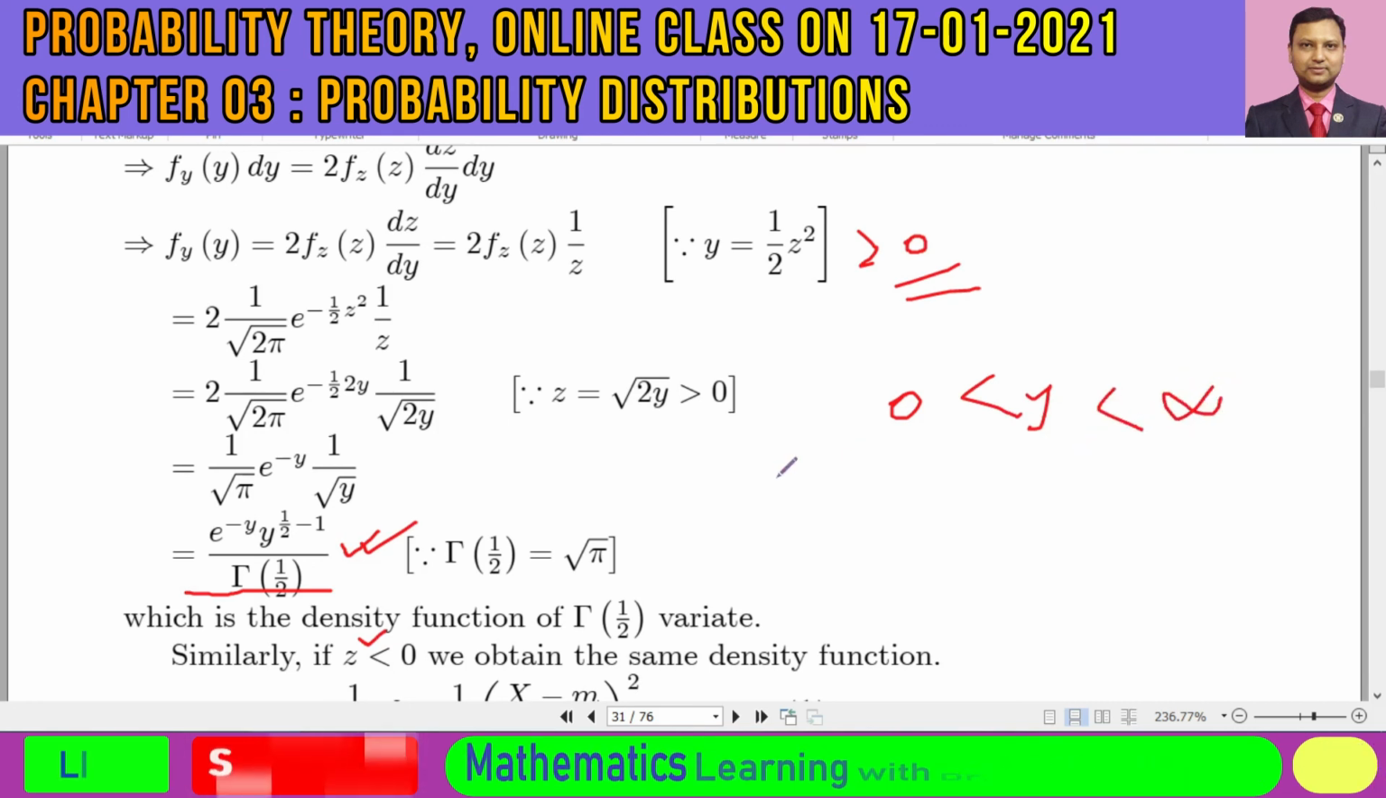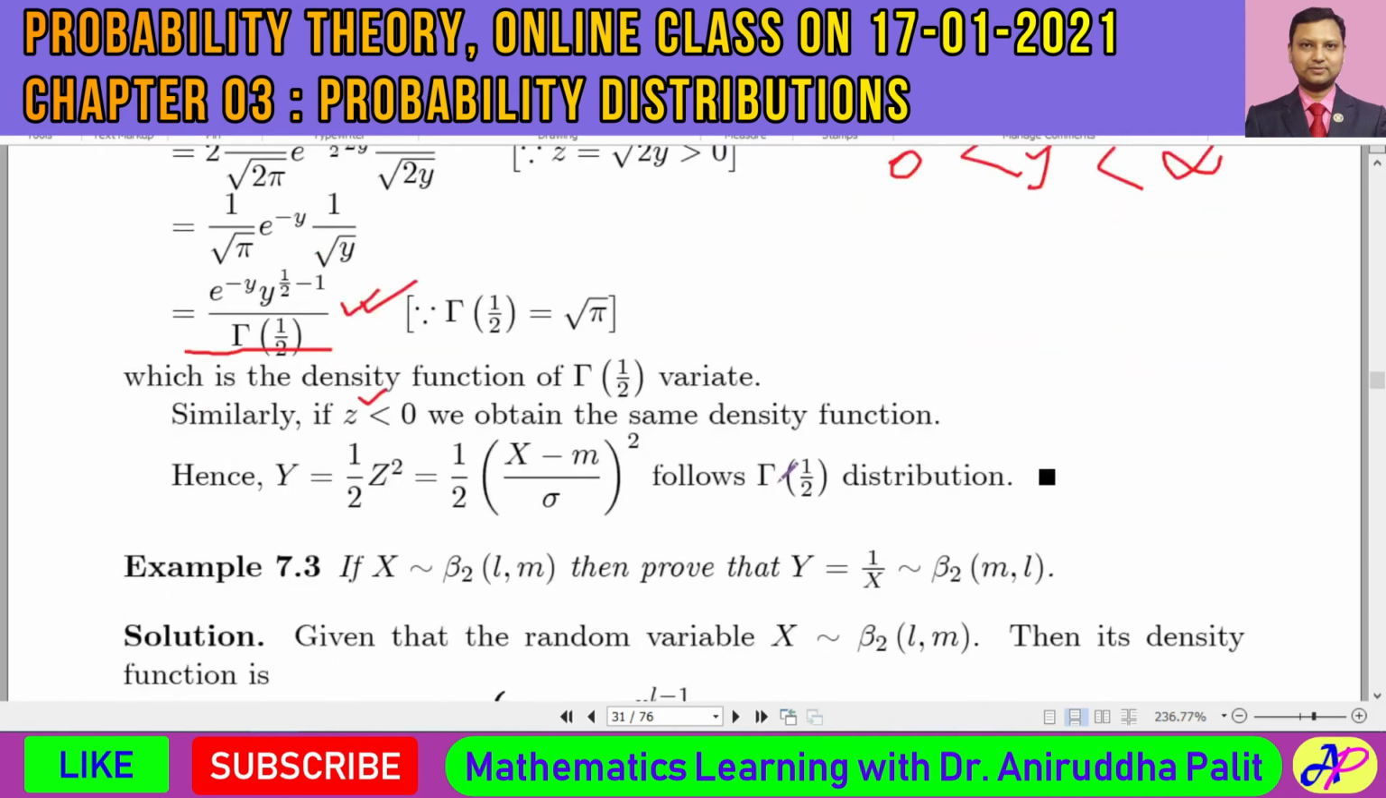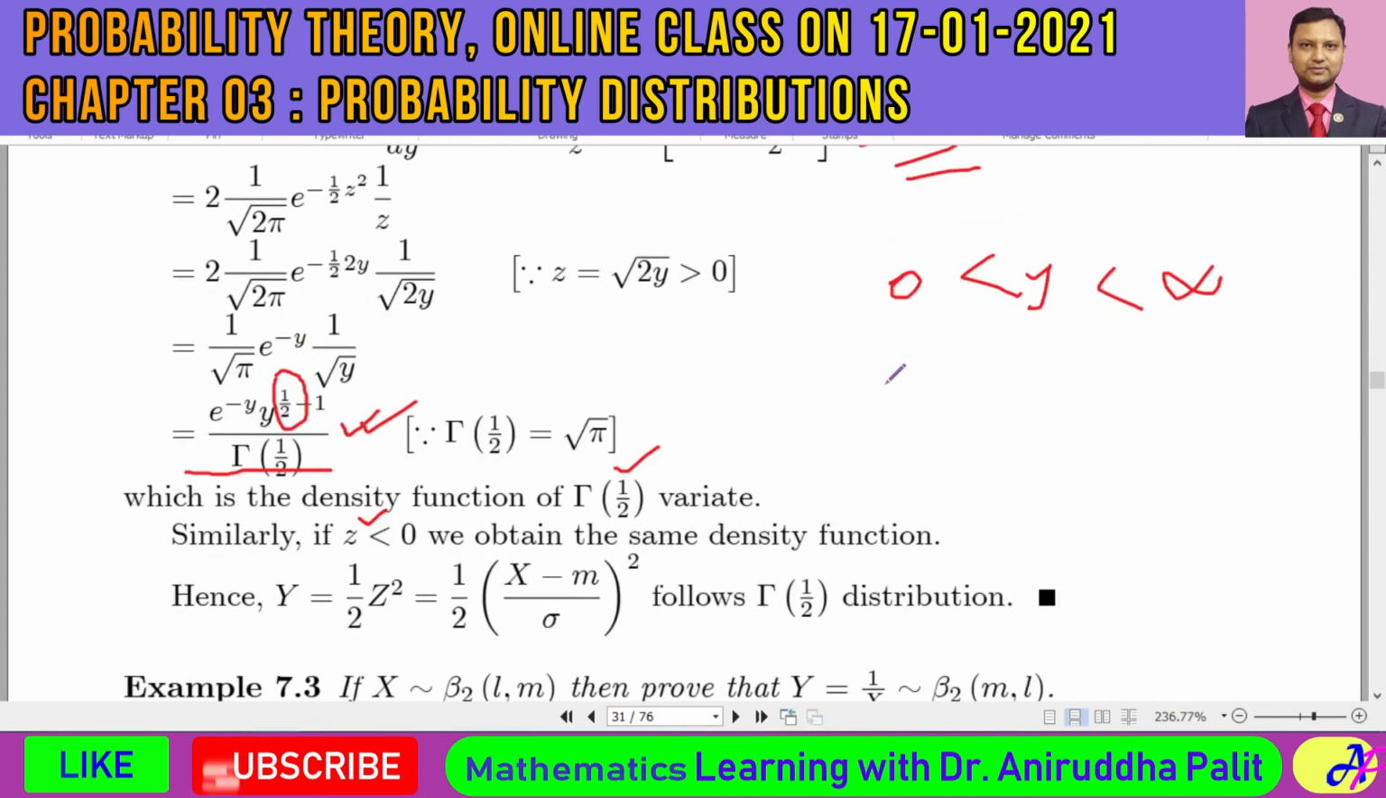Therefore, we can conclude that the random variable y follows a gamma distribution. And what is the parameter of the gamma distribution? From this expression, you can identify the value of the parameter. Over here, l is equal to half. Therefore, you can say that the random variable y follows a gamma half distribution. In this way, we prove the result that the random variable y, equal to half of x minus m by sigma whole square, follows a gamma half distribution.